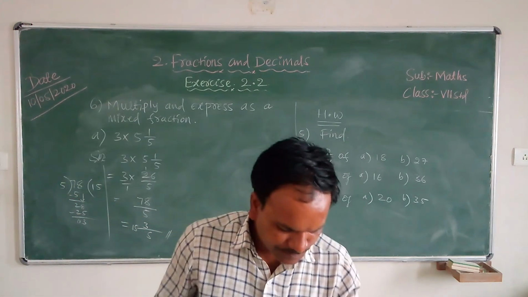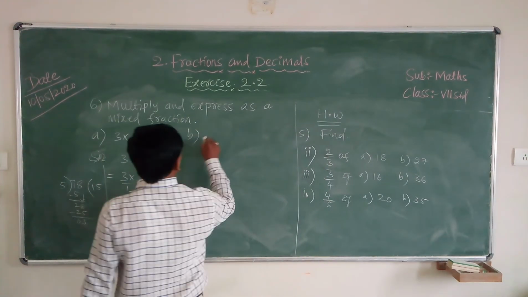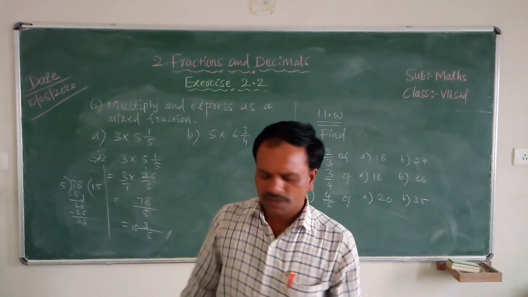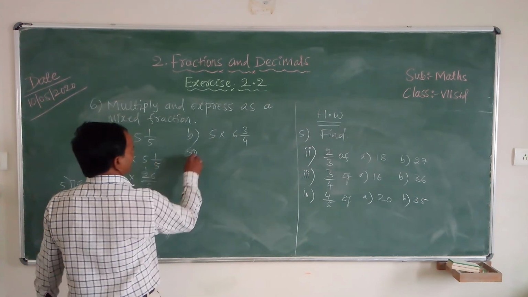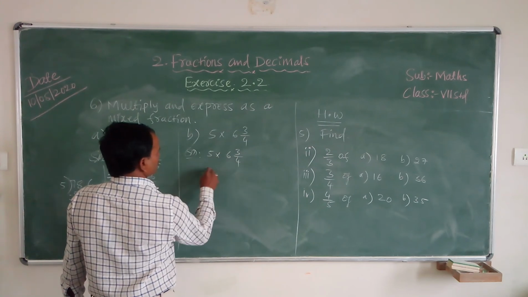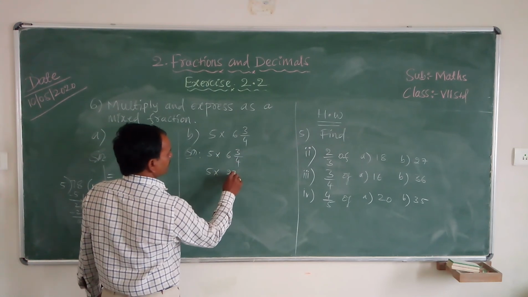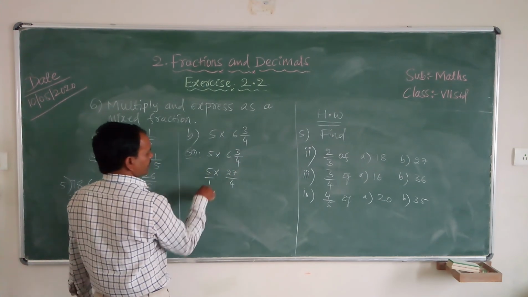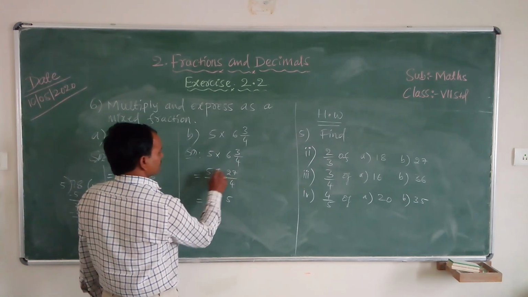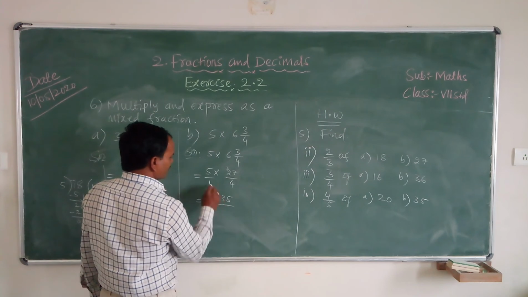Yes. Now B: 5 into 6 whole 3 by 4. Same thing, this is also the same. So 5 into 6 whole 3 by 4. 4 6s are 24, 24 plus 3, 27 by 4. Whatever the denominator is 1. 5 7s are 35, carry 3. 5 2s are 10, 10 plus 3, 13, divided by 1 4s are 4.